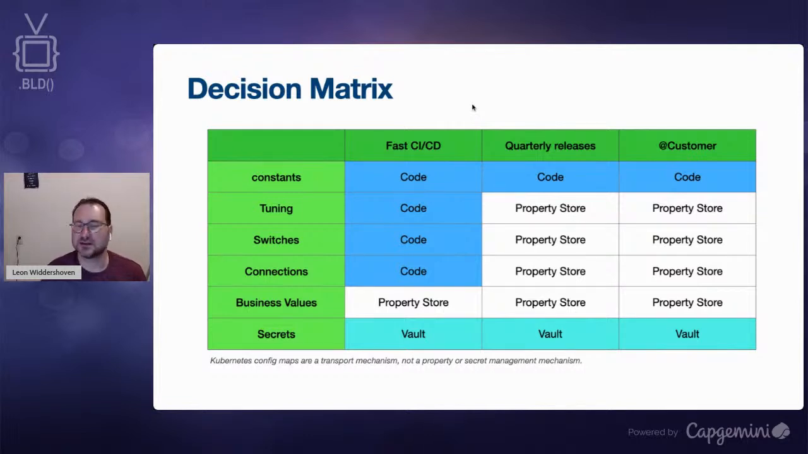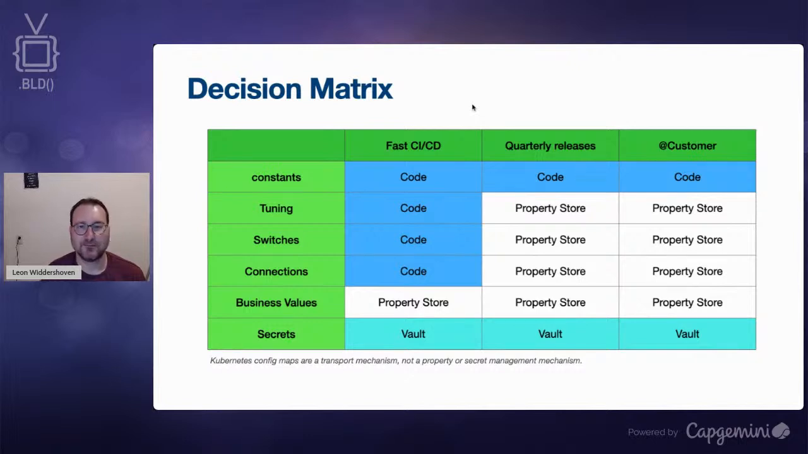And for quarterly releases and at customer sites, constants can be in the code, but constants have a different meaning when you go to slower release cycles, because I think you should define constants like does not change in the next 20 release cycles or something like that. And if your release cycle is once a year, then does not change in 20 years is kind of a hard thing to guarantee. And if you have a daily release cycle, then does not change this month tends to be fairly feasible.